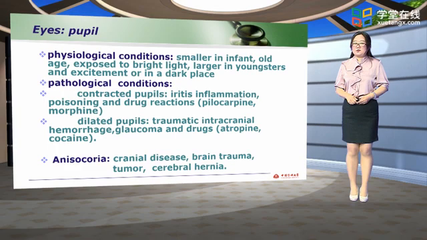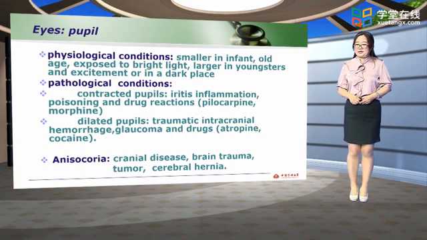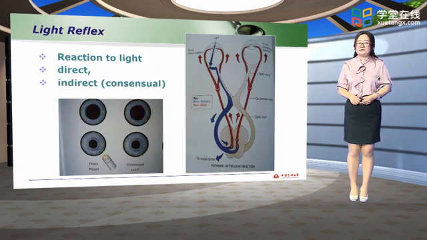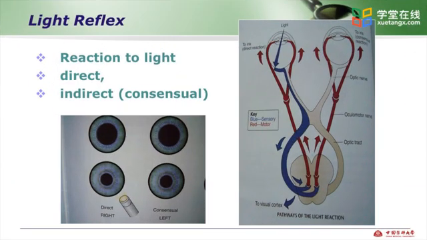Sometimes the pupils are not of equal size. It's called anisocoria. It is seen in cranial disease, brain trauma, tumor, and cerebral hernia, which is a very dangerous situation. There are two very important reflexes of the pupils, the light reflex and the near reflex.